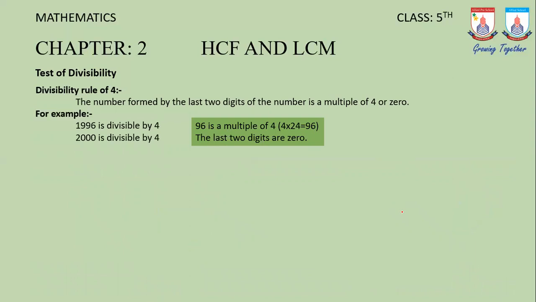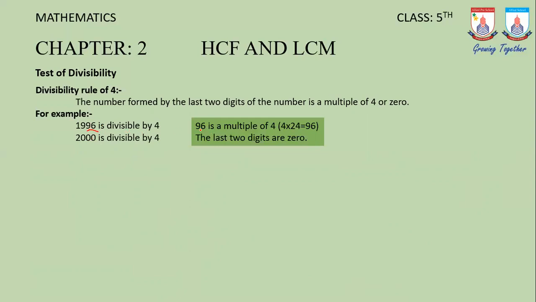Next is the divisibility rule of 4. The divisibility rule of 4 says that the number formed by the last two digits of a number should be a multiple of 4 or 0. If we want to check whether a number is divisible by 4 or not, we have to focus on the last two digits of that number. If the last two digits are a multiple of 4 or 0, then we can say that the original number is divisible by 4.